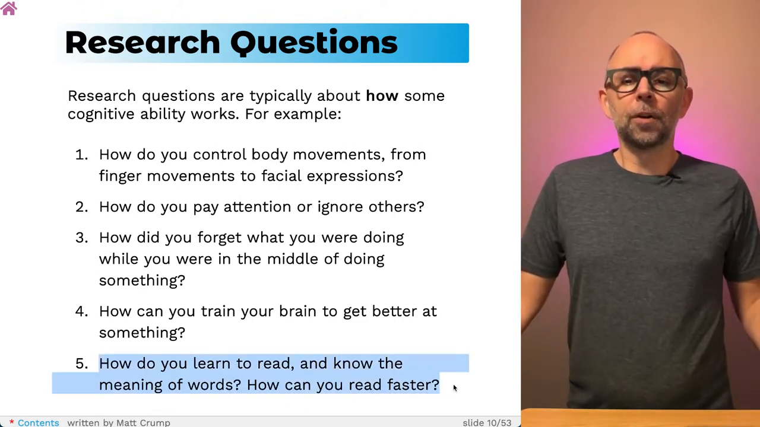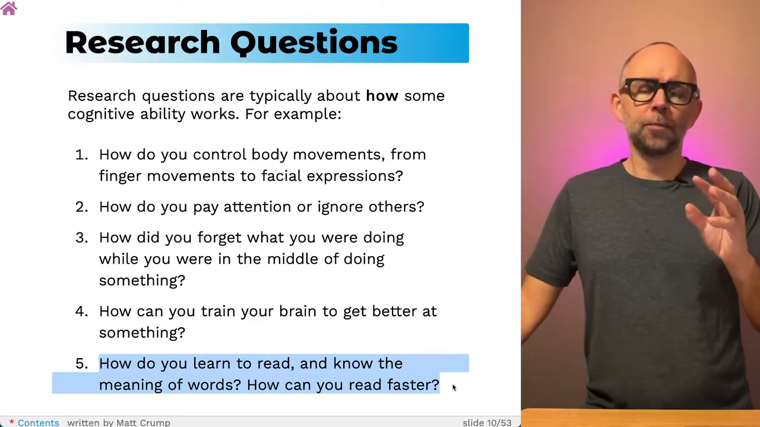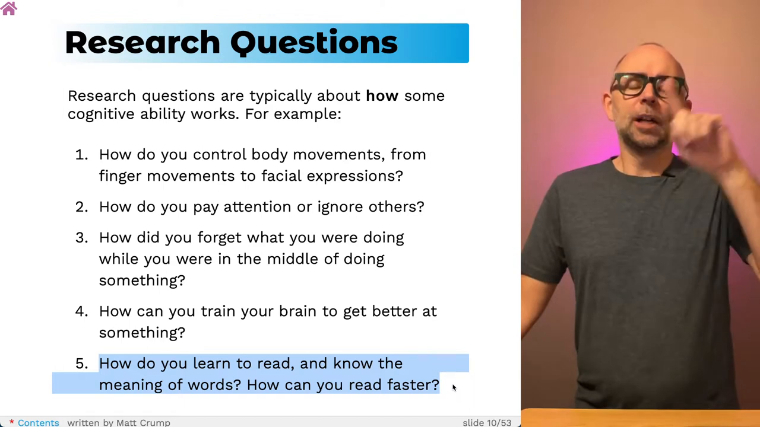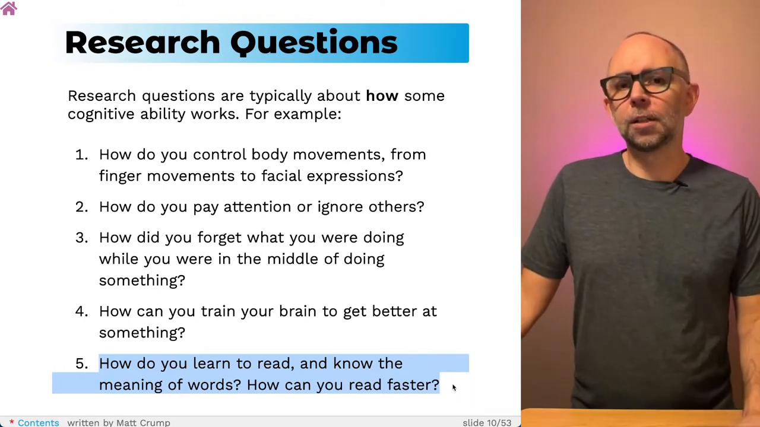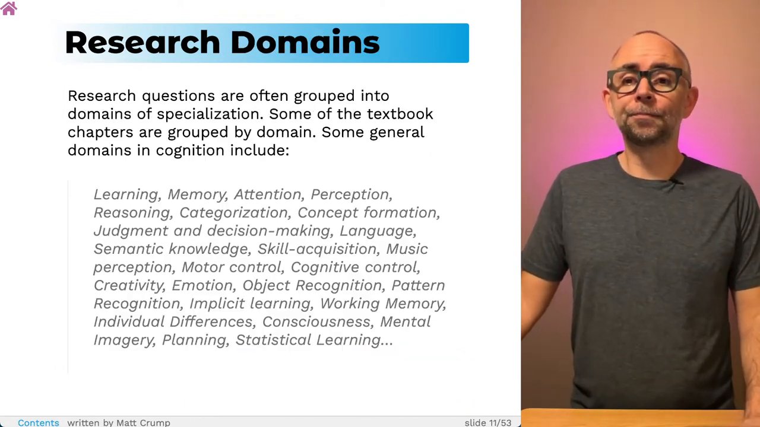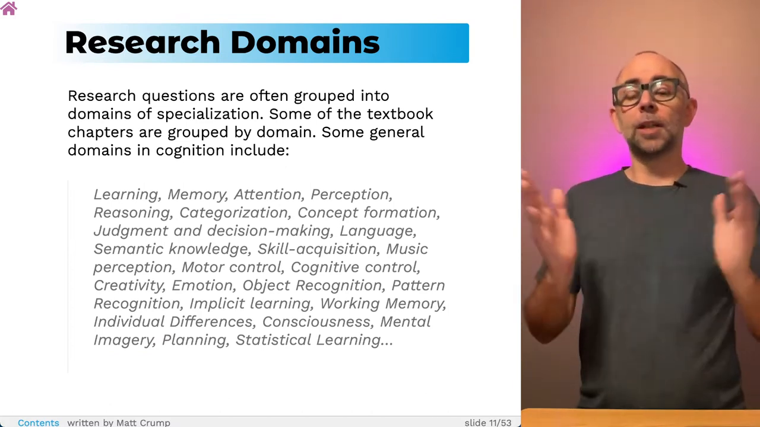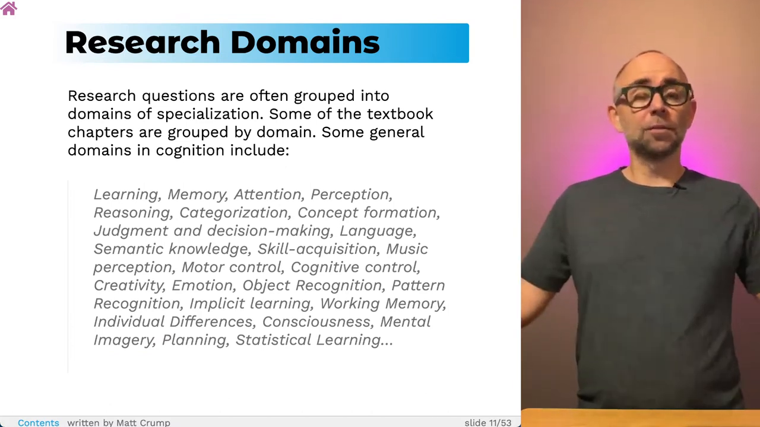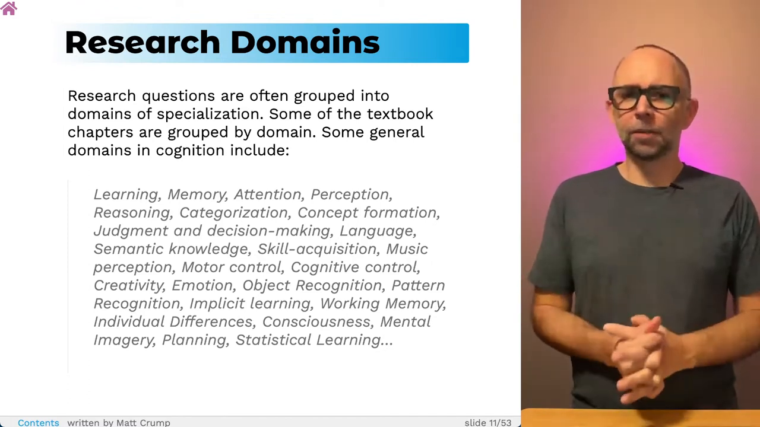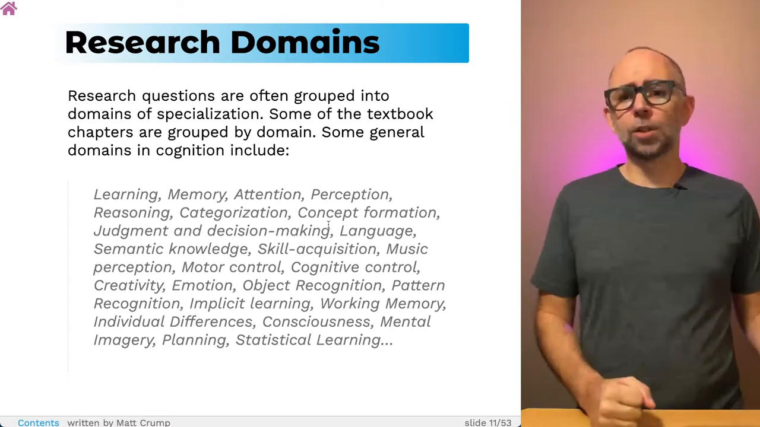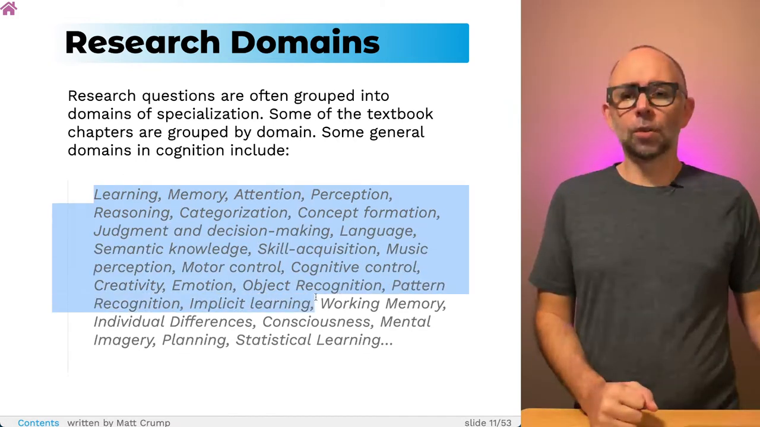We're going to focus on this one question here for the rest of this lecture in order to illustrate some of the other features of the cognitive discipline in general. Before we do that, I want to make you aware that, like in the museum, there's lots of different rooms. There's lots of different research domains in cognition where people ask more specialized questions. So here's a short list.